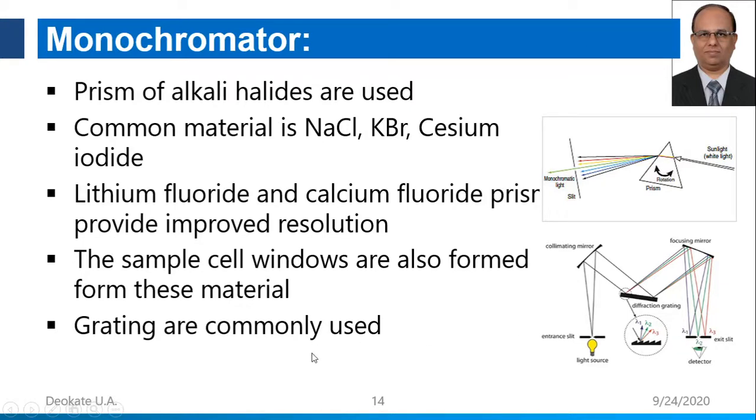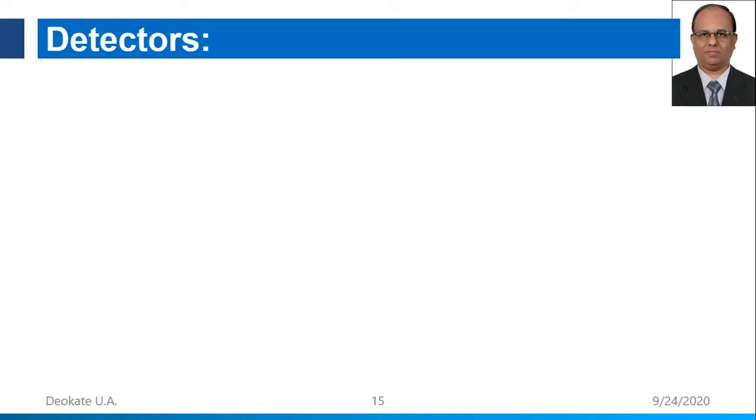So you remember how many grooves there are per mm. There is a difference in the number of grooves used for UV-visible and for IR spectroscopy. So this is the second component, the monochromators. After the sample holder, the sample absorbs the radiation, and then it reaches the monochromators. The wavelengths are isolated and sent to the detectors.